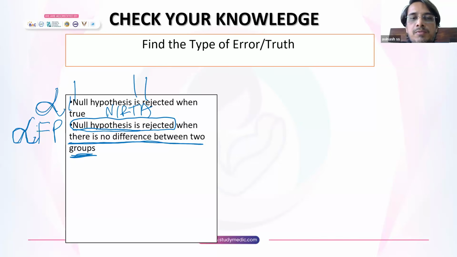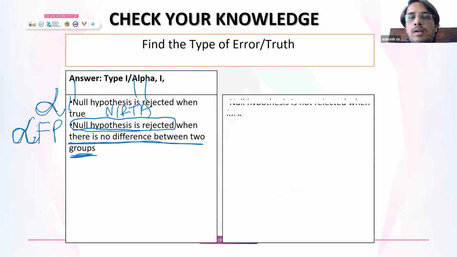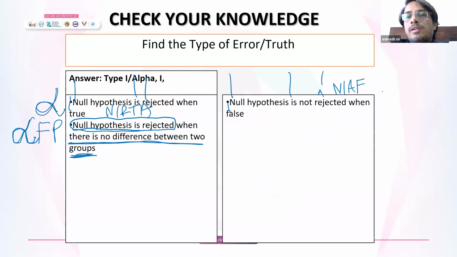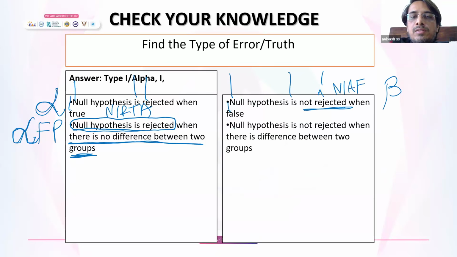Now, similarly, we will look into another: null hypothesis is not rejected. Null hypothesis is not rejected means accepted when false. That means what? Beta error. So not rejected can be only two things, either confidence or beta error. The same thing, different statement. So now the two options are power, confidence or beta error.